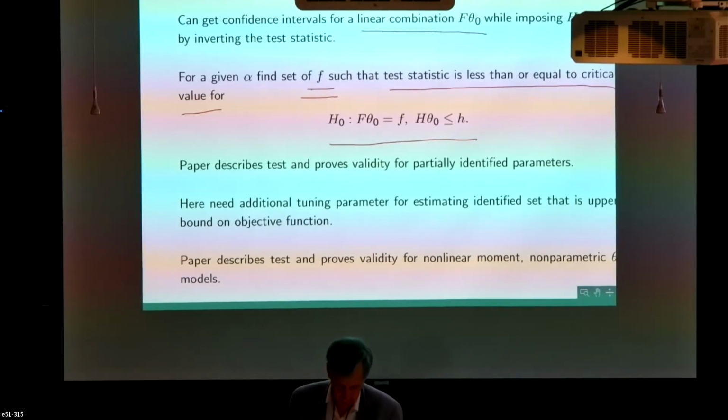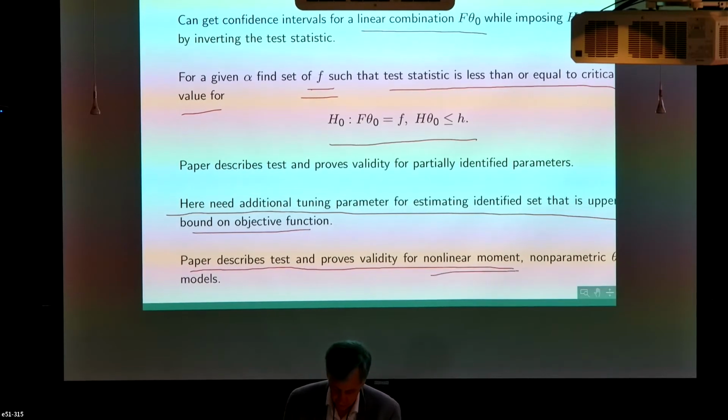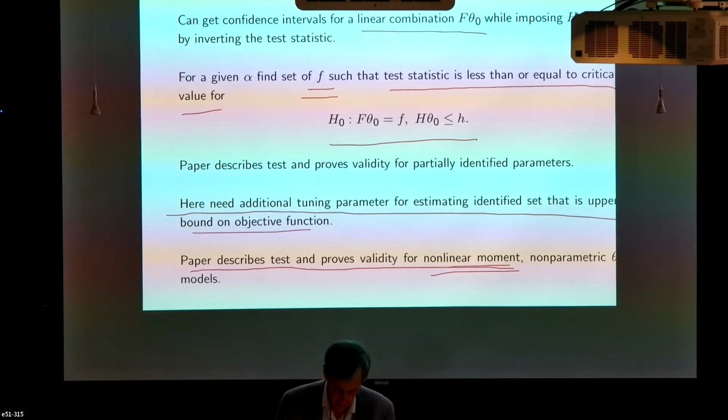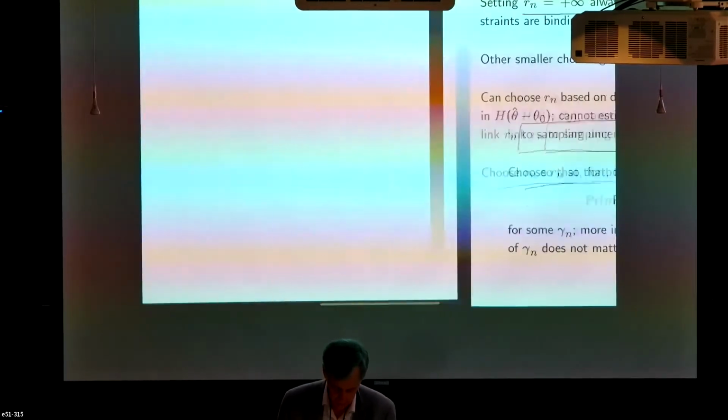Okay, so now when you go to partially identified parameters, there's an additional tuning parameter for estimating the identified set. That's this upper bound on the objective function. And so there's an additional tuning parameter you have to worry about, and it makes it more complicated. And then when you have nonlinear moments, which is true in a lot of structural models, then it's more complicated still. And the issue there is the local parameter space. In here, oh, it's right here.